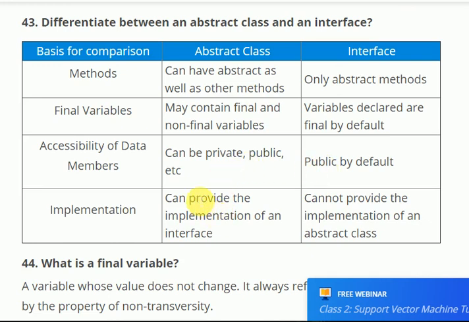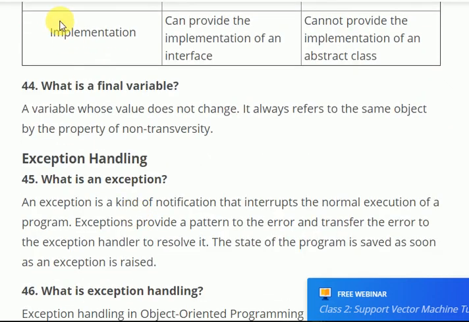Can it provide the implementation of an interface? An abstract class, yes, can provide the implementation of an interface as it contains abstract as well as other methods. But an interface cannot provide the implementation of an abstract class because it can't contain normal methods. It will only contain abstract methods. So what is a final variable? A variable whose value does not change.